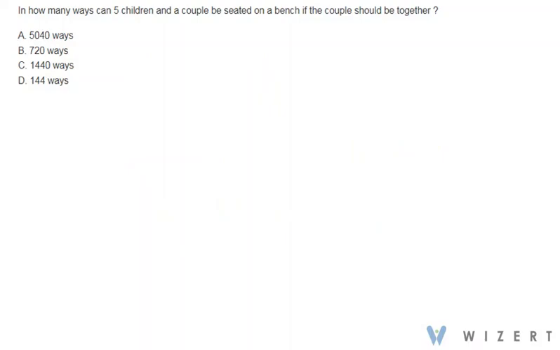We have this question here. In how many ways can five children and a couple be seated on a bench if the couple should be together? Now there are total 7 persons: 1, 2, 3, 4, 5, 6 and 7. Now there are 5 children C1, C2, C3, C4, C5 and 2 members of a couple.